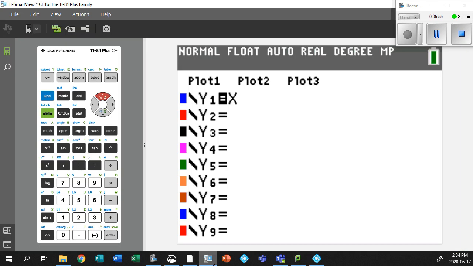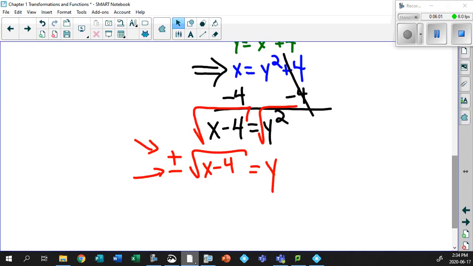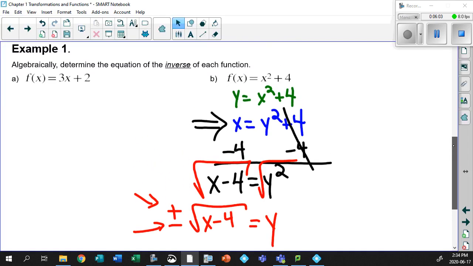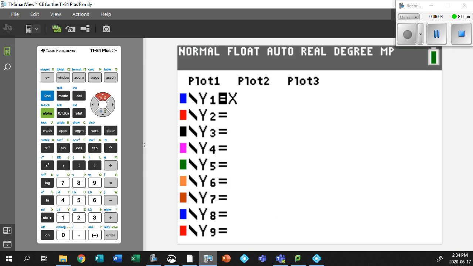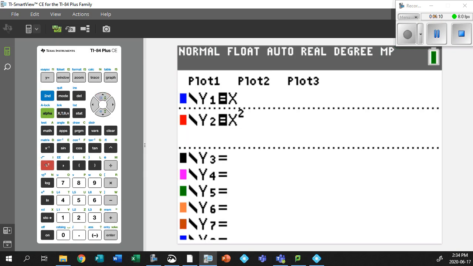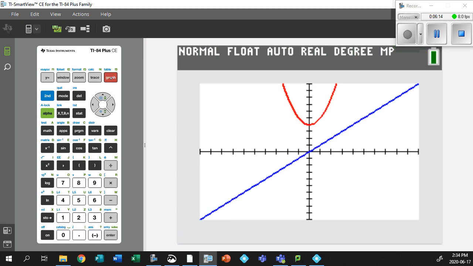So let's go back to our graphing calculator now. First thing that I put in my graphing calculator, of course, is the mirror line, y equals x. But let's go put the original graph down. The original graph way up here was x squared plus 4. Okay, here we go. x squared plus 4. Now, let's see what this looks like. There's the diagonal, there's the original.